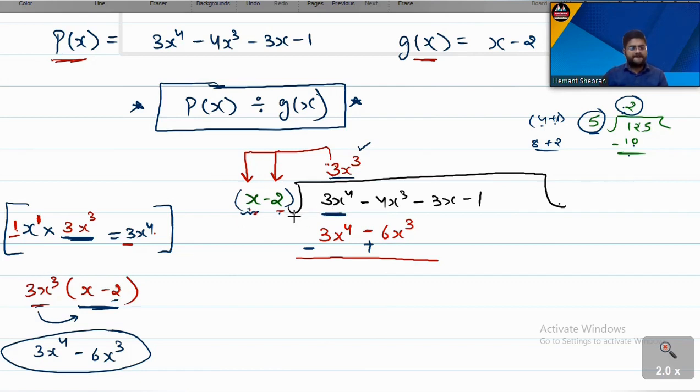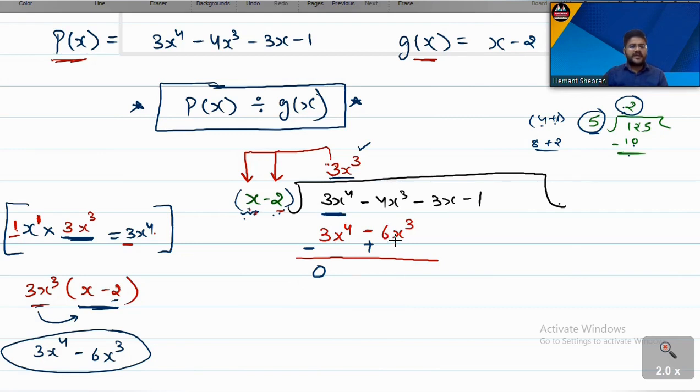So we thought about it, we got our quotient, and then we multiplied both of these. If there are three terms, you will have to do it 3 times. Now you have only 2 terms in this bracket, so we were multiplying 3x cube only 2 times. The next step is we change the signs because we have to do the subtraction. So positive becomes negative, negative becomes positive. So this gives me a 0.